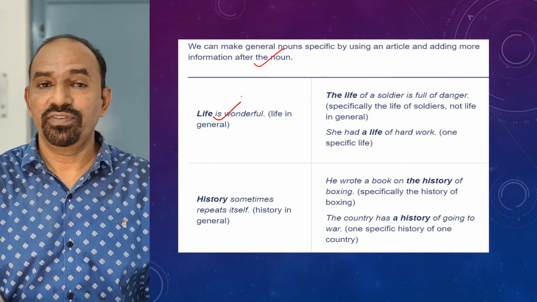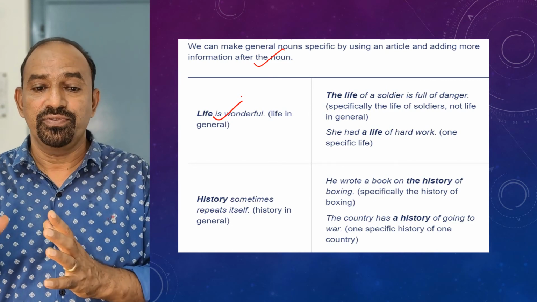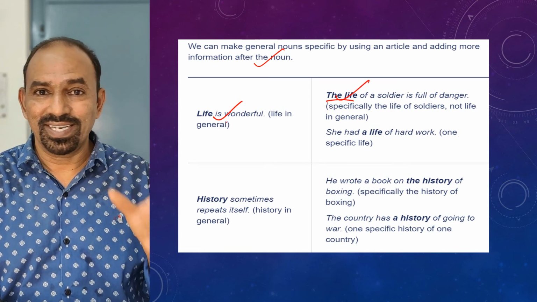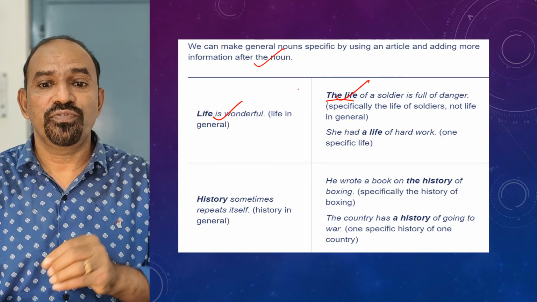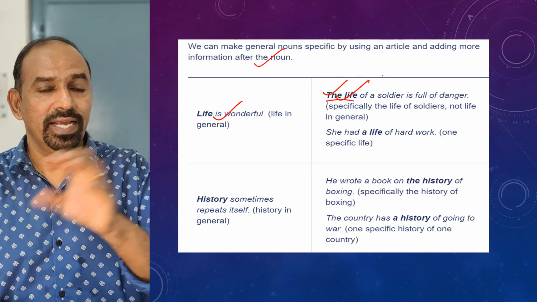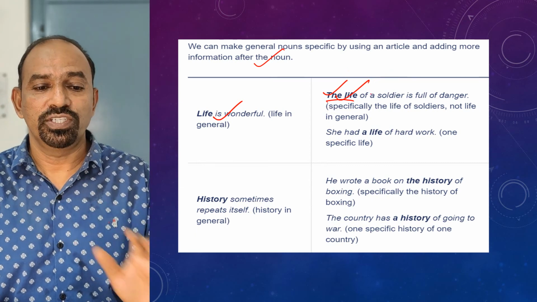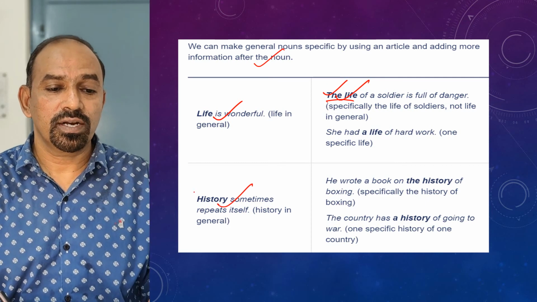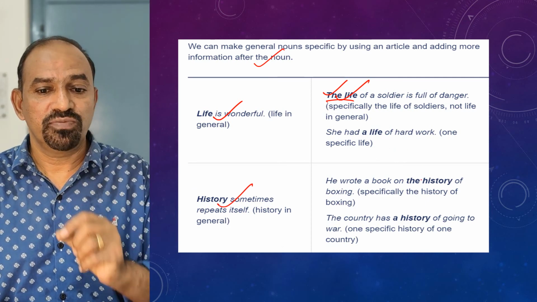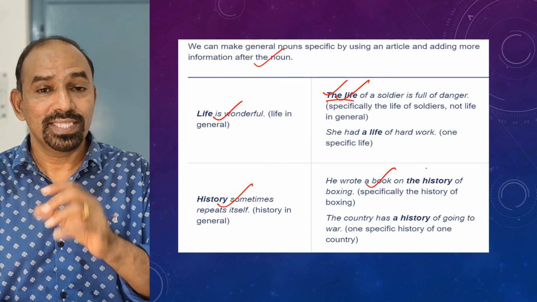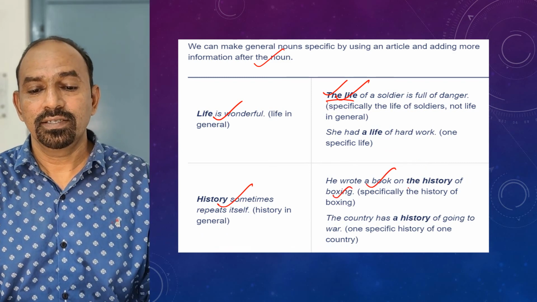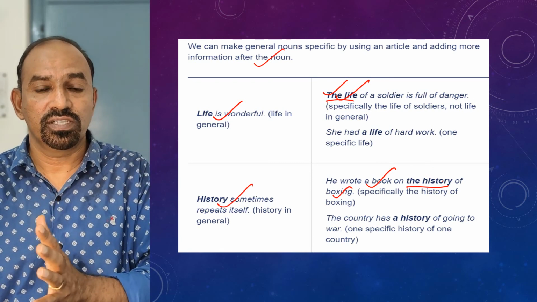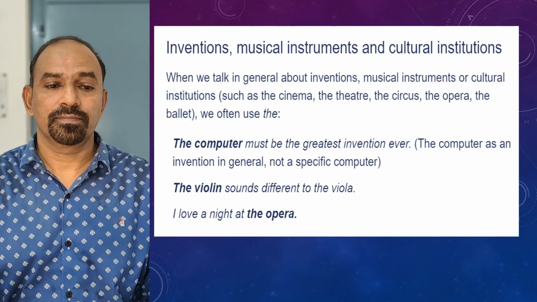For example, life is wonderful, life is beautiful, but the life of a soldier is full of danger. This general noun is specified here, the life of not the entire people but the soldiers. History sometimes repeats itself. Here also history is a general noun, but we can use it in a specific sense also. He wrote a book on the history of boxing. Here, the history of boxing. In such specification situations, we can use the definite article.